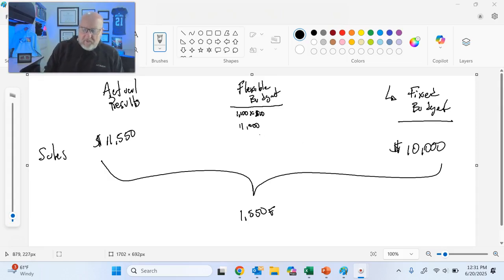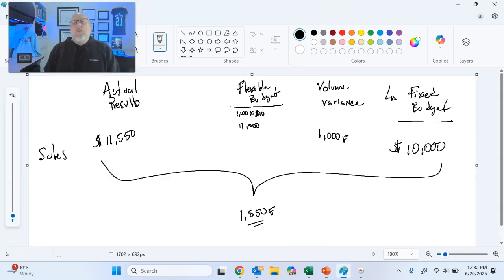Anyway, hopefully I am. Okay, so the flexible budget says that we would have hit 11,000 in sales. And now we can determine what portion of this 1,550 relates to the fact that we sold more units. And we will do volume variance. And so the volume variance is going to be the flexible budget minus the fixed budget. And I'm coming up with 1,000 favorable.